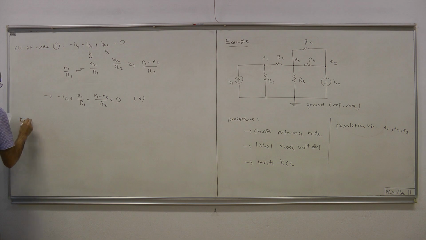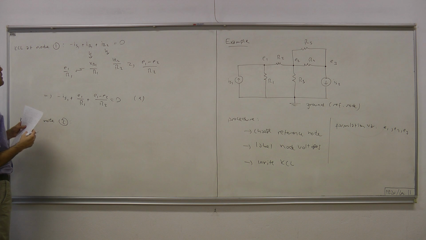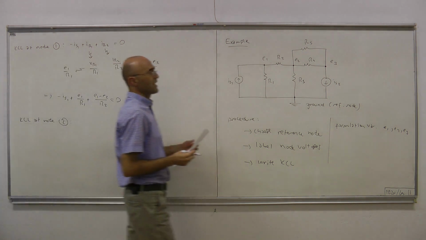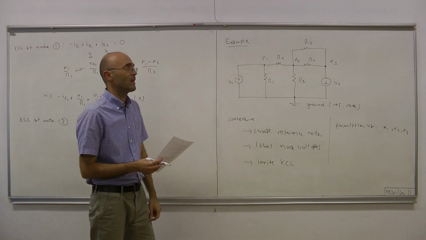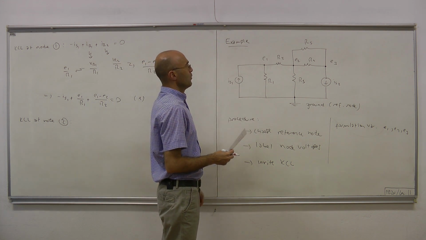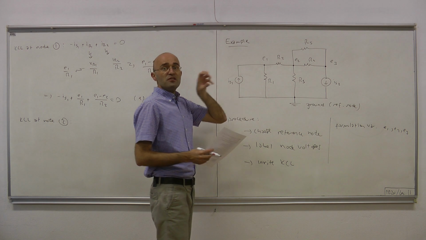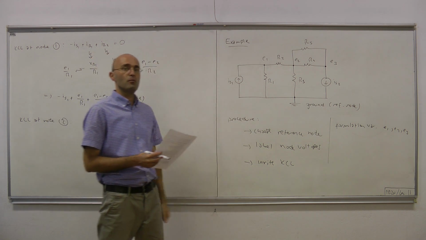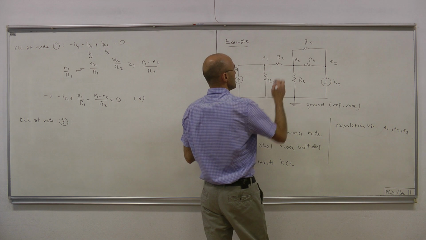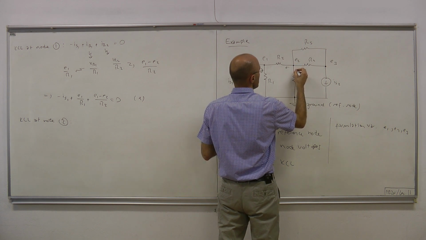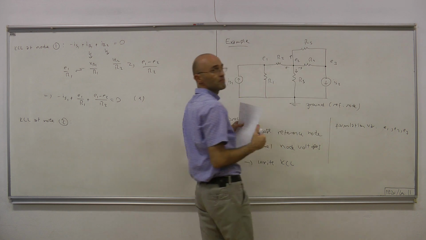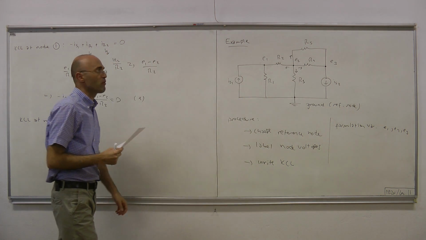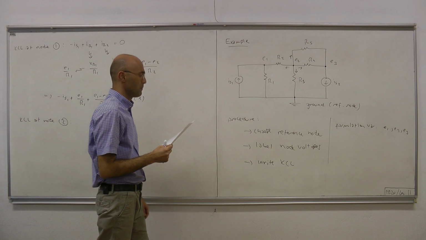KCL at node 2. Again, we follow the convention where, when we write node voltage equations, we treat all the currents as if they're outgoing currents from the respective node. So in this case, we're talking about these four currents. This current, this current, this current, and that current. And by KCL, the sum of those four currents must equal 0.